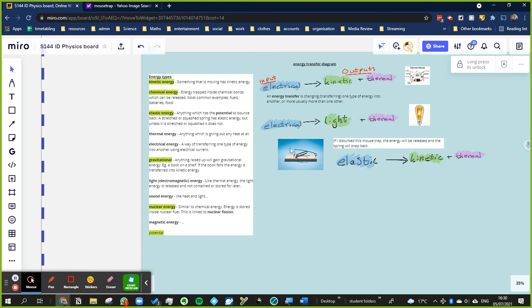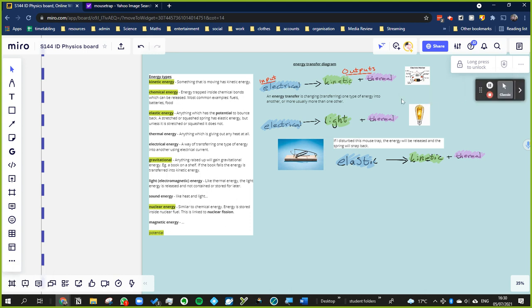Hide that. So let me just change this a little bit so it's a bit more out of the way. I think I'll move it up here.